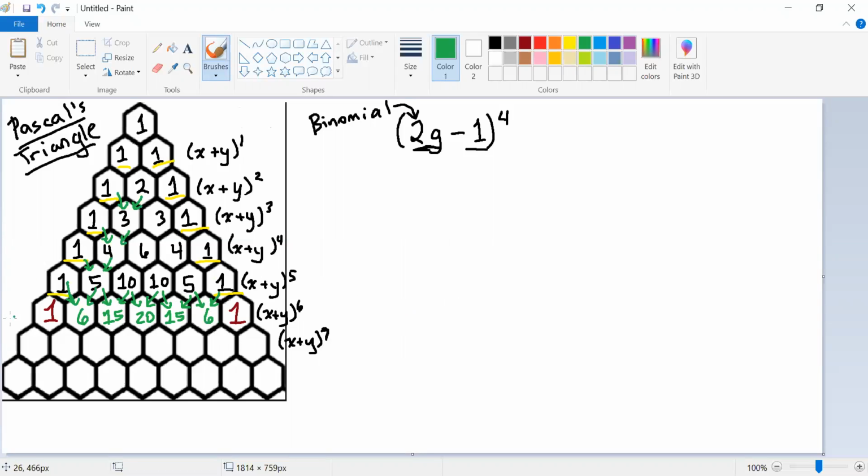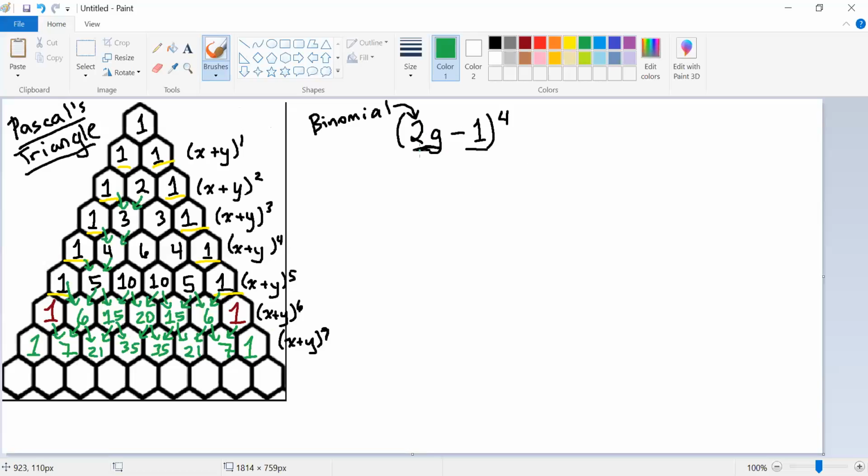Okay. And if we wanted to find our seventh term, again, you're ending with the 1s, but you're going to add different numbers. So 1 and 6 gives you 7. 6 plus 15, that's 21. 15 plus 20, that's 35. 20 and 15, that's 35 again. And then we have another 15 and a 6, that is a 21. 1 and 6 gives you 7. Okay, that's how Pascal's triangle is going to work.